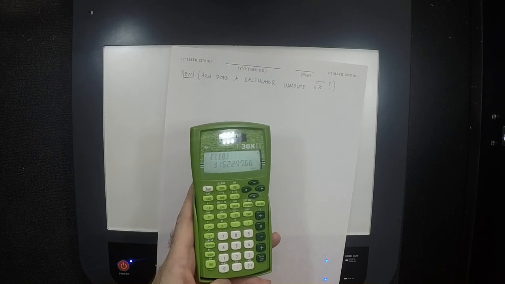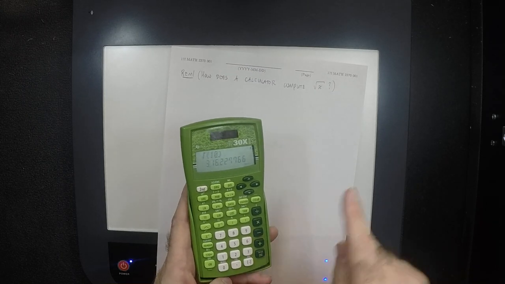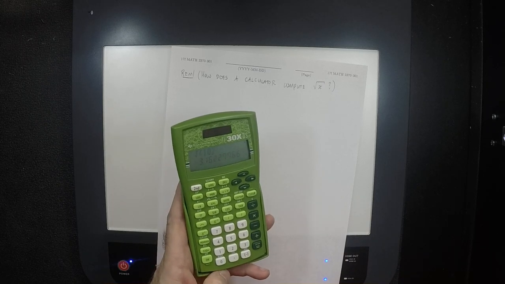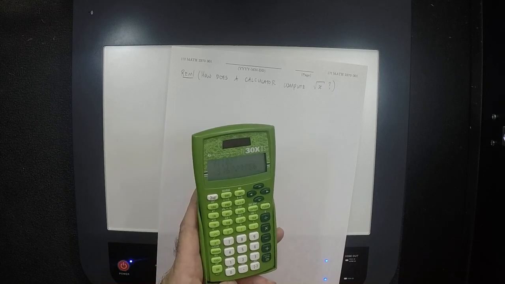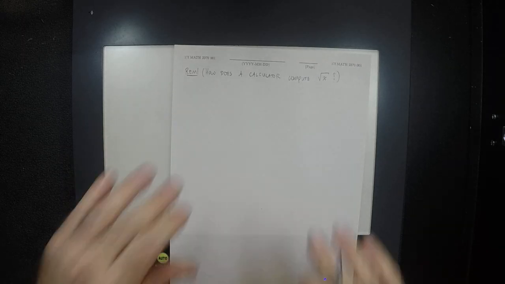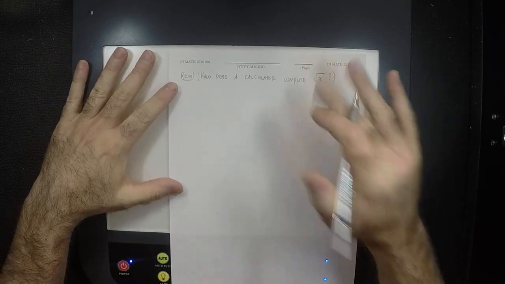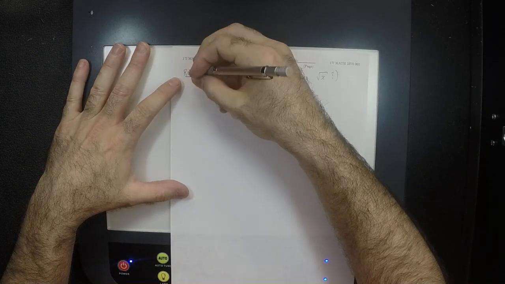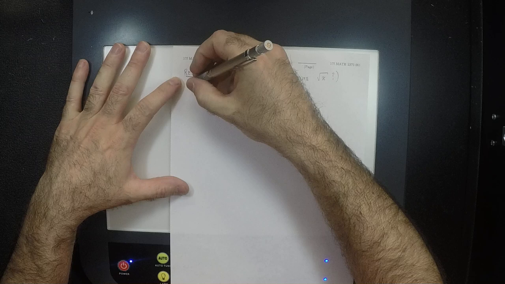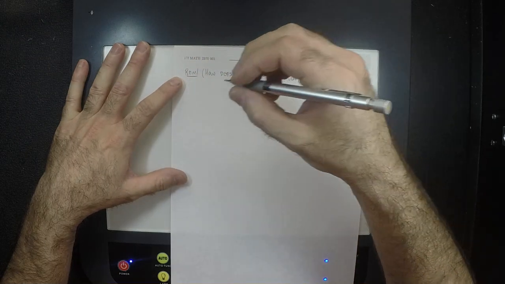So it does it in the blink of an eye. It performs about maybe 5 steps altogether. So how does it do it? Okay. So we want to consider the following.